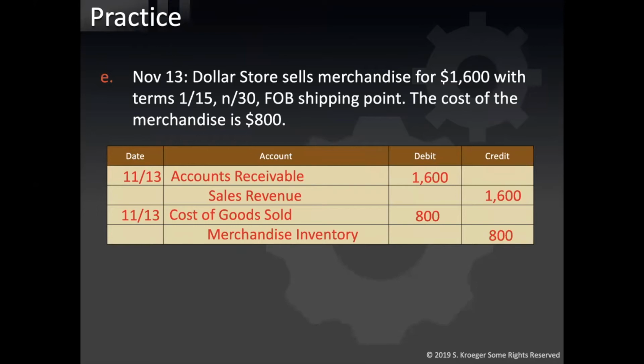Going back to part E for a moment, it states that the terms are FOB shipping point. Who pays in this case? When it's FOB shipping point, the buyer pays. But who are we? We are the seller in this transaction. This means that we are not paying the shipping expense, the buyer is. We do not make any journal entry here, the buyer would.